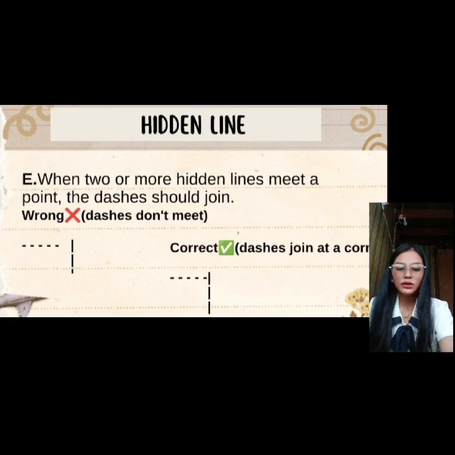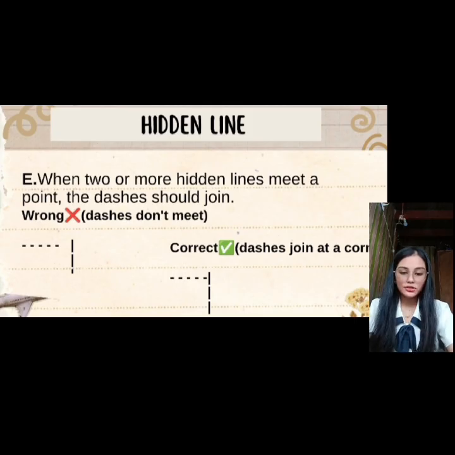So the last one is when 2 or more hidden lines meet at a point, the dashes should join. Okay, so it means that if dashed lines are to meet at the same spot, like in a corner, they should join neatly together so it looks like one clean intersection.